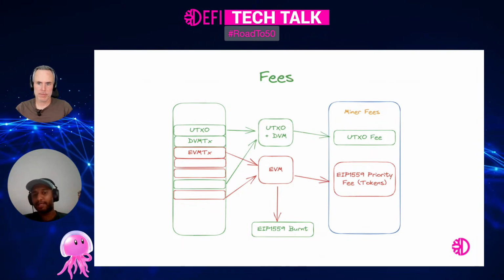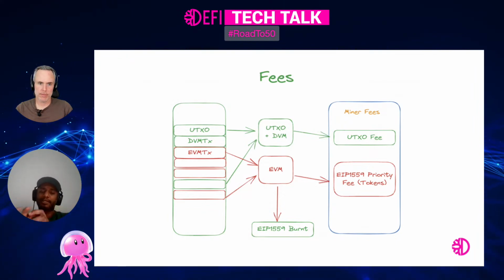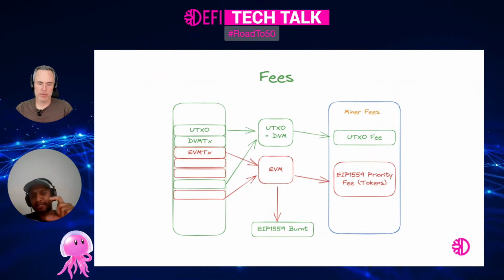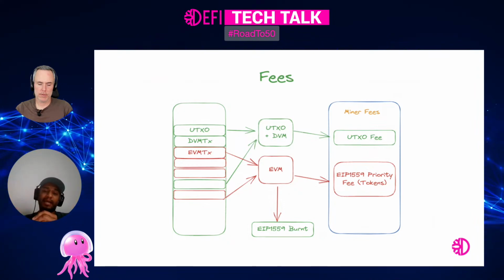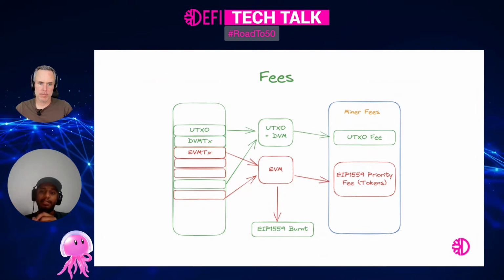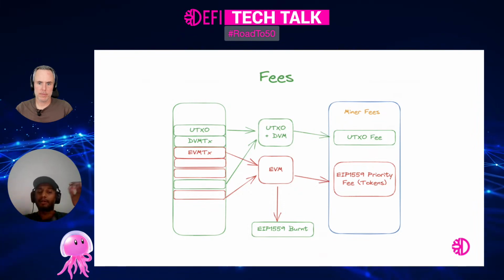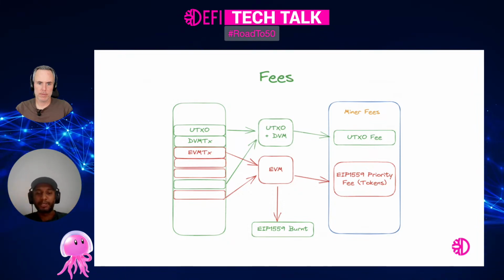And then for EVM transactions, they follow EIP 1559. In very much the same way, all of those get aggregated, and then the priority fees will be sent as tokens. Now, that token is going to be on the DVM land. So miners are now going to get a UTXO fee and a DVM token fee, which is going to be the EIP 1559 priority fee. And according to EIP 1559, anything that's not a priority fee is going to be burnt.